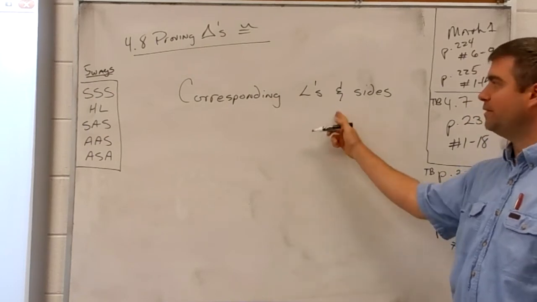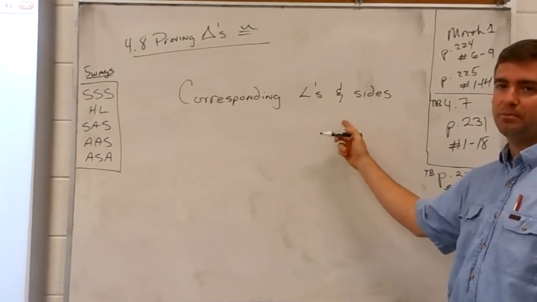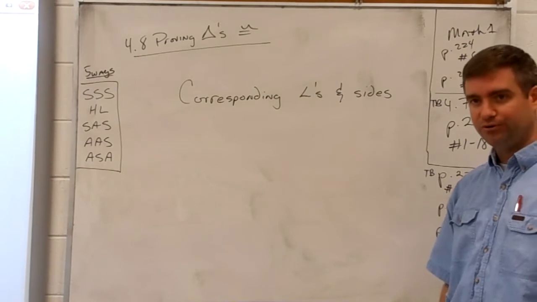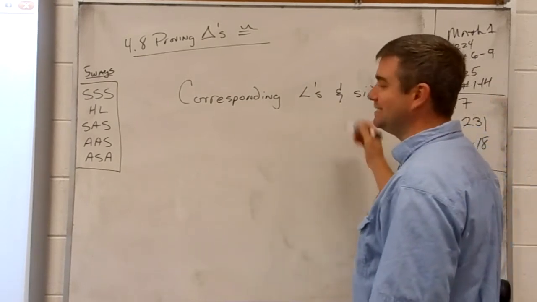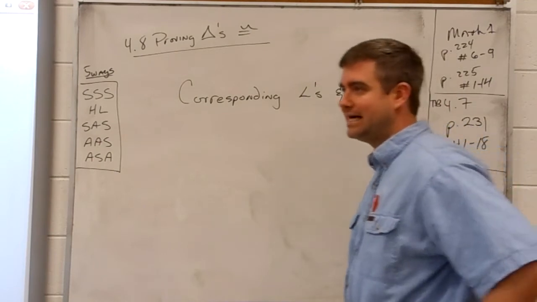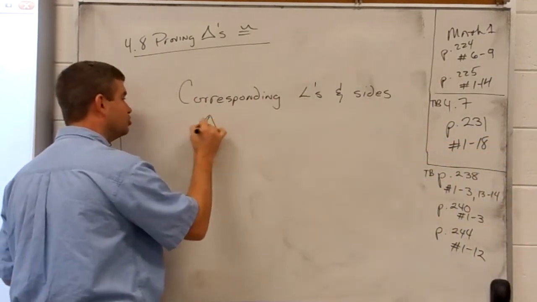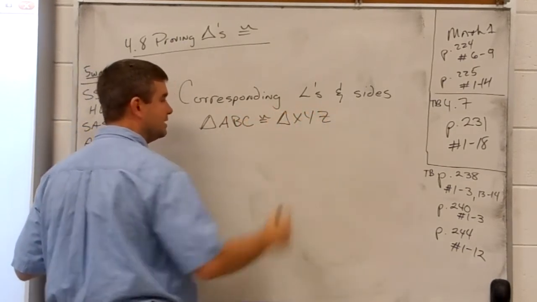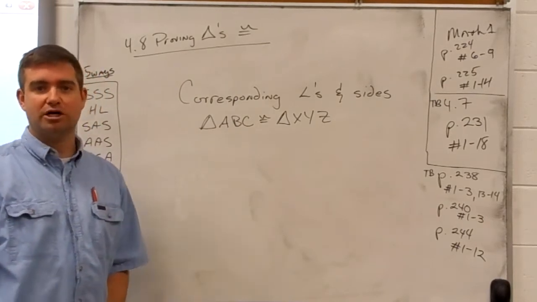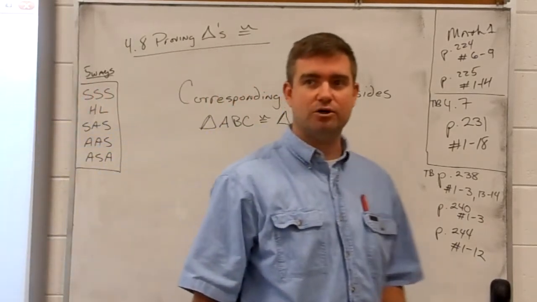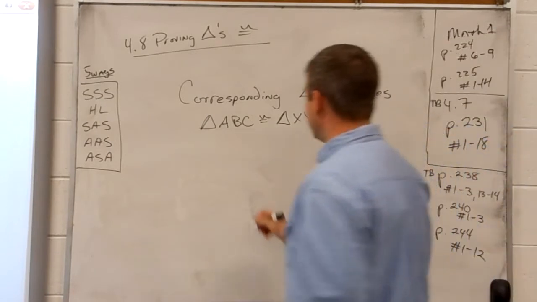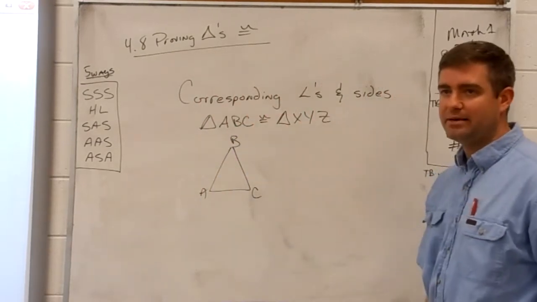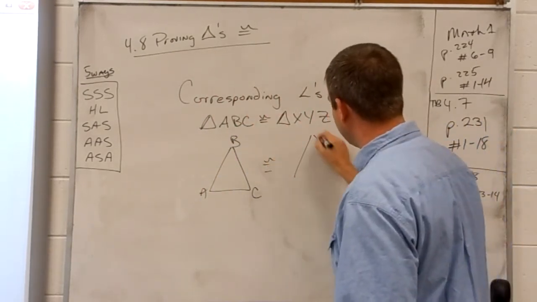Before we can talk about that, we need to talk about corresponding angles and corresponding sides. Before you can understand how we're going to prove triangles are congruent, you need to understand the idea of corresponding angles and corresponding sides. So here's your example on that. Triangle ABC is congruent to triangle XYZ. Copy this down. Here is triangle ABC.